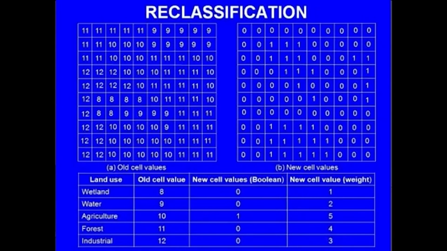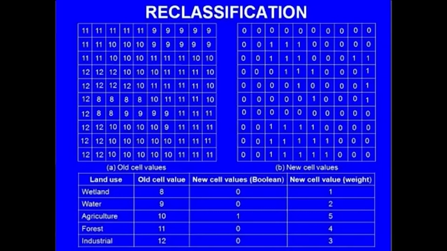and have been given different codes. For example, wetland has a code of 8, water has a code of 9, agriculture is coded as 10, forest as 11 and industrial area as 12. Now, from this particular raster data, the analyst is interested in only finding out those areas which belong to agriculture.